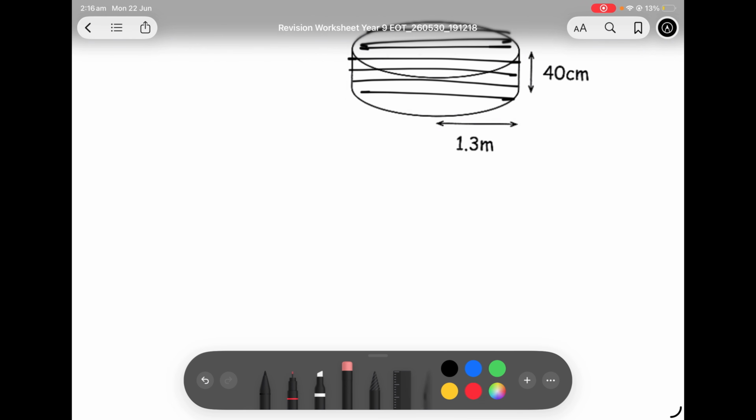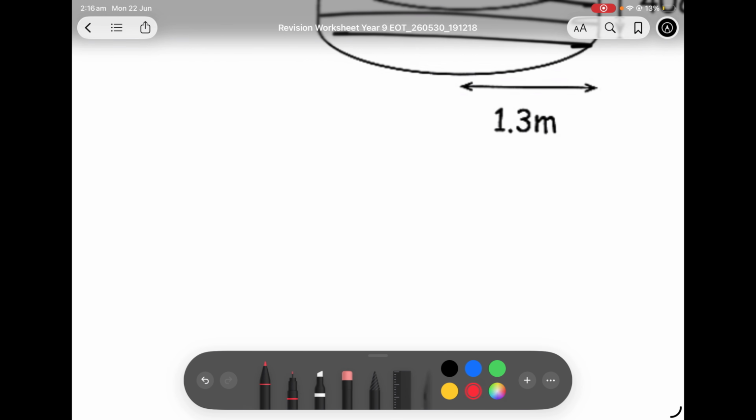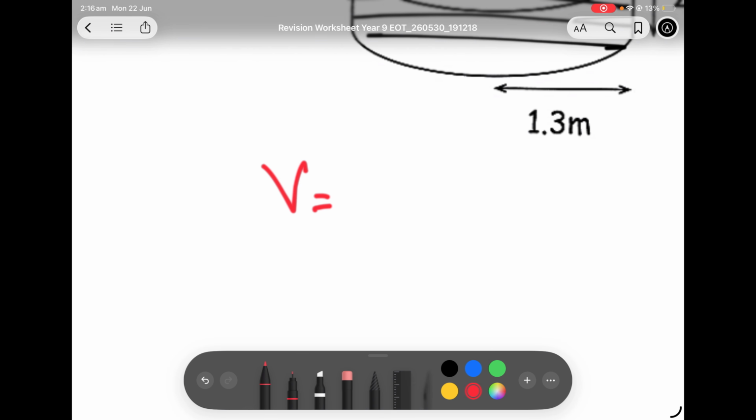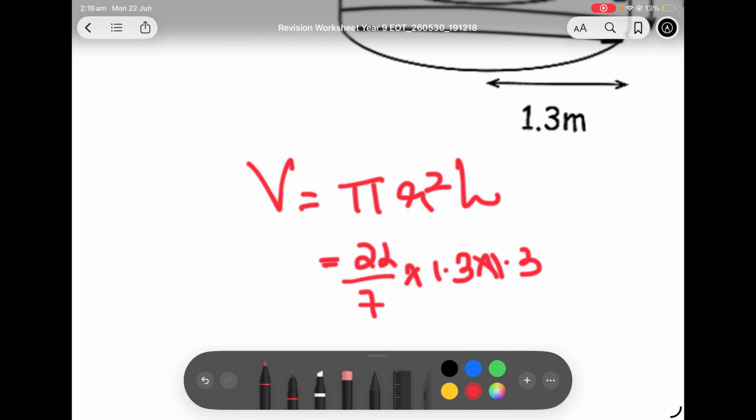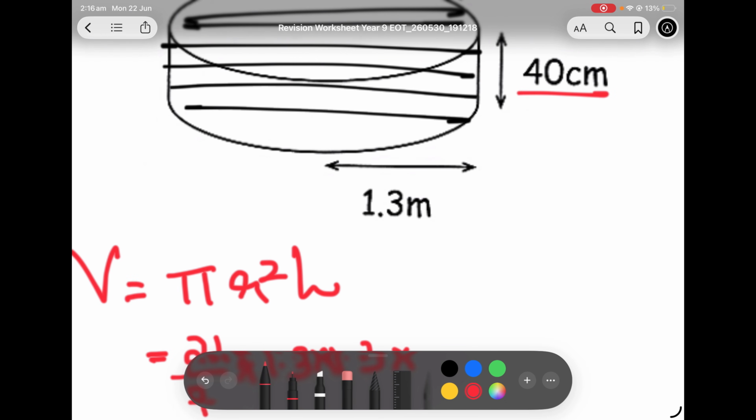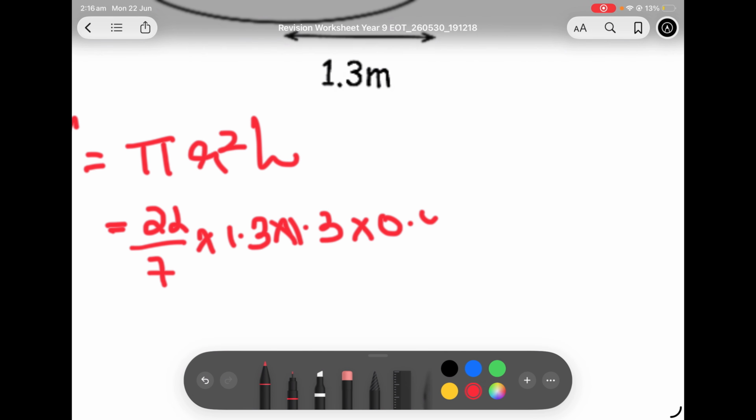Now, when we are doing this, what is the formula for the cylinder? It is pi r square h. Pi is 22 by 7. R value is 1.3 times 1.3, and then you have the h value. H is in centimeters, so convert it into meters, it becomes 0.4. Okay, put it in the calculator. We have 22 times 1.3 times 1.3 times 0.4, divided by 7 again. That turns out as 2.125.